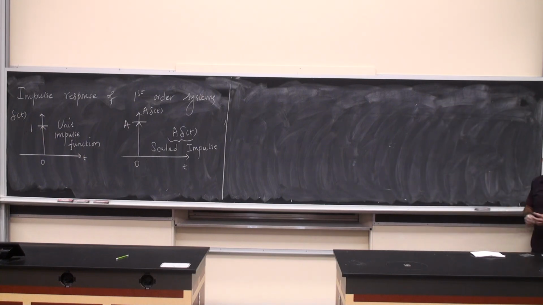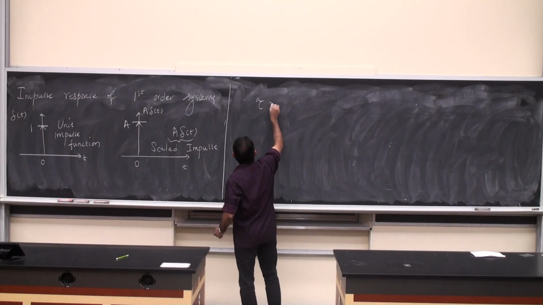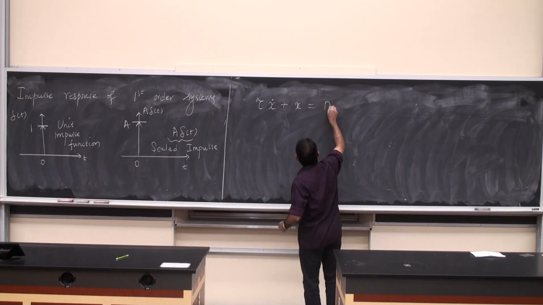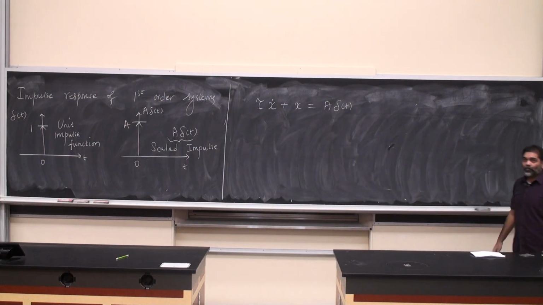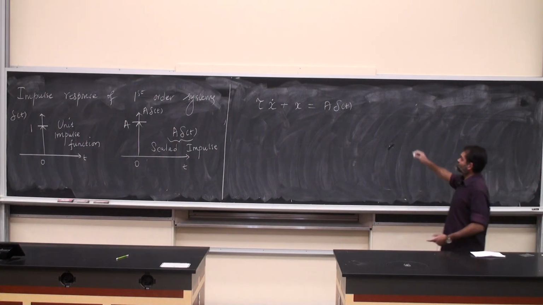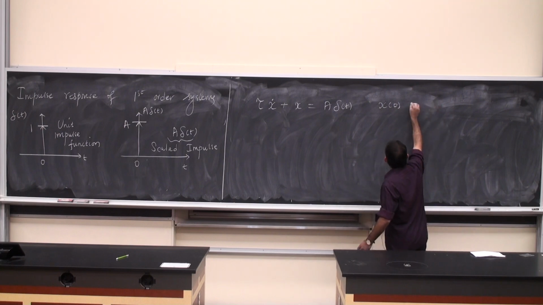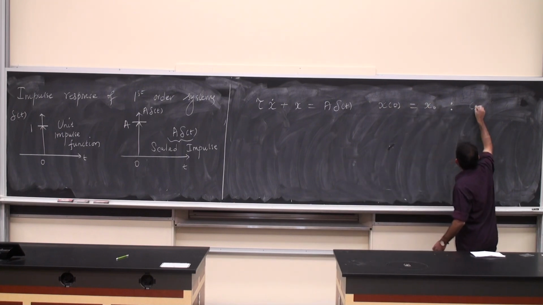We want to achieve the following. I have a first order system, x dot plus x is equal to a times delta of t. I want to obtain the response of the system. Let's say initial conditions, x of 0 is equal to x naught.